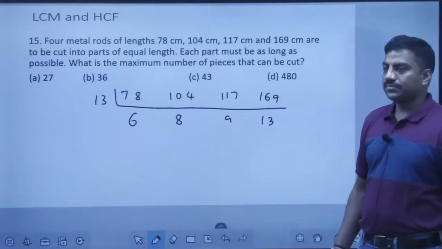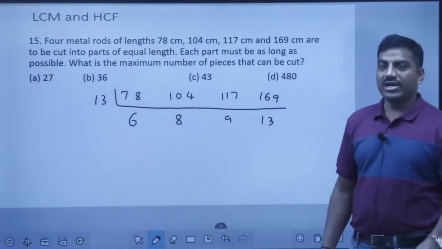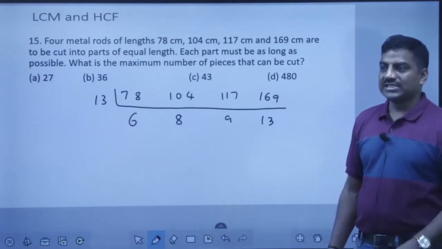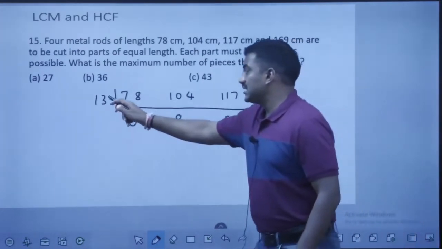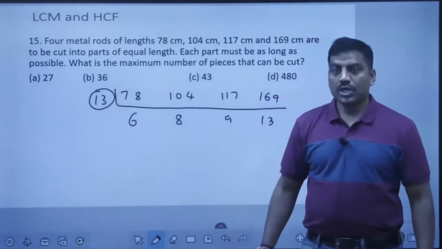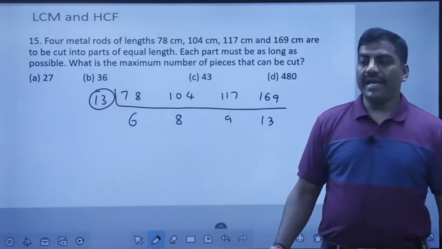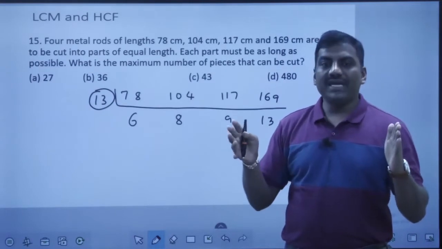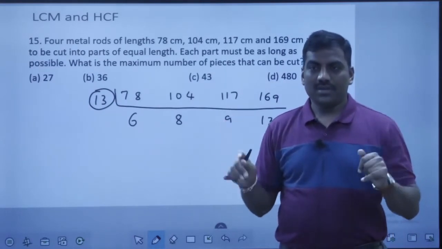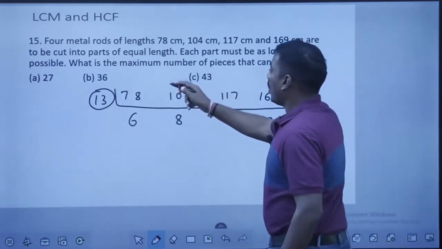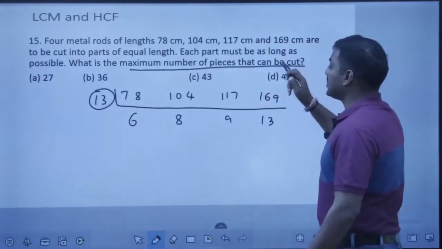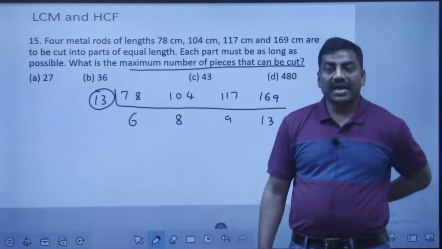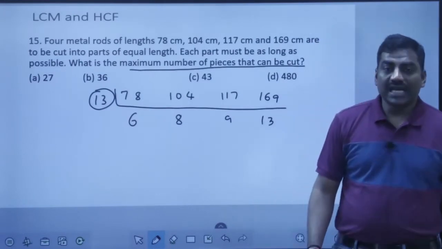Done. Any further? We are not finding LCM. This is done. So what is the HCF now? 13 is the HCF. What does that mean? We can make smaller pieces of length 13 centimeter from each rod. But what is the question? Let's see. What is the maximum number of pieces that can be cut?